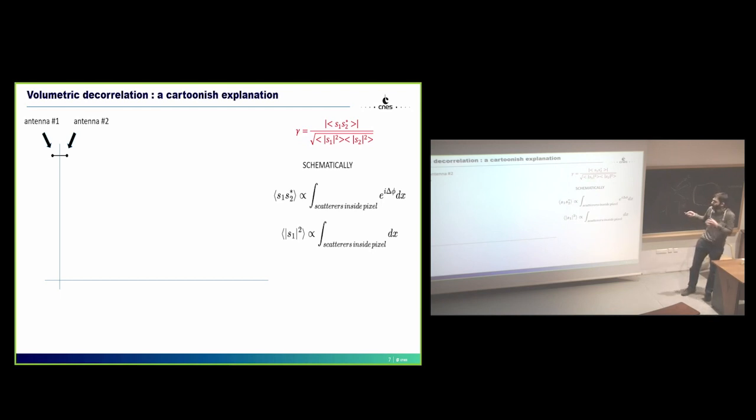I'm really trying to be as schematic as possible so that you understand the essence of the measurement. There are really just two things that we need to make sense of to understand this quantity: what scatterers are inside a given pixel, and what is their interferometric phase. All right. So let's start with interferometric phase.